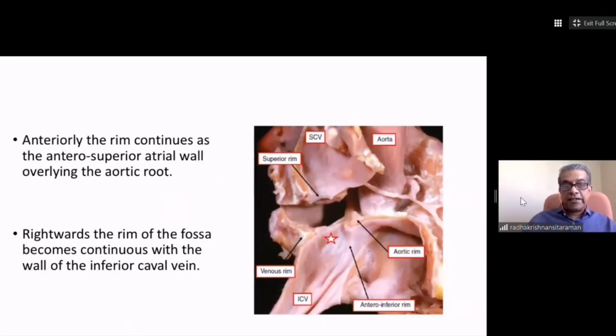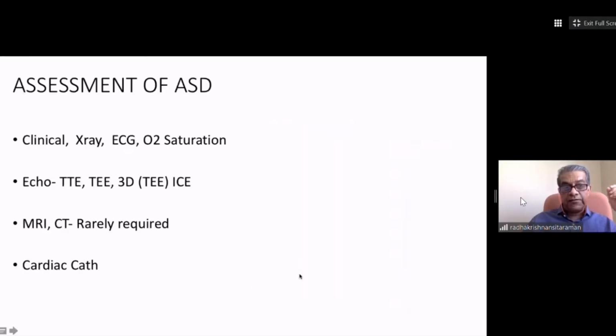So this anterior rim, if you see, continues into the aorta here, and then inferiorly that whole muscular portion of the septum continues towards the IVC.